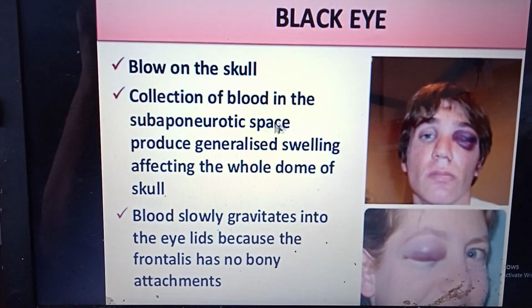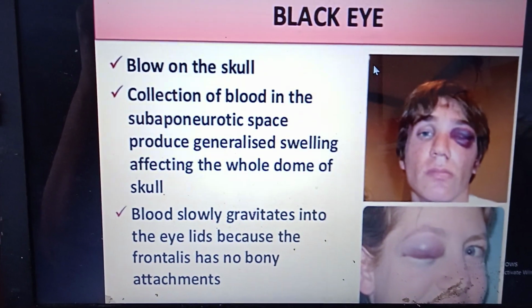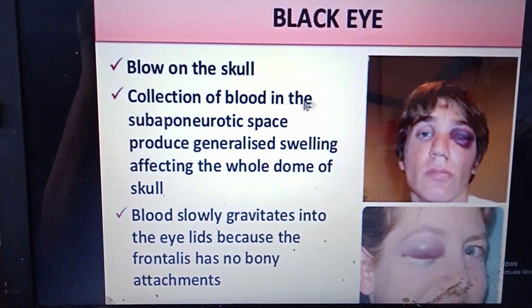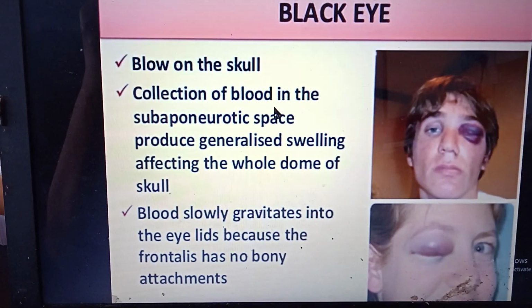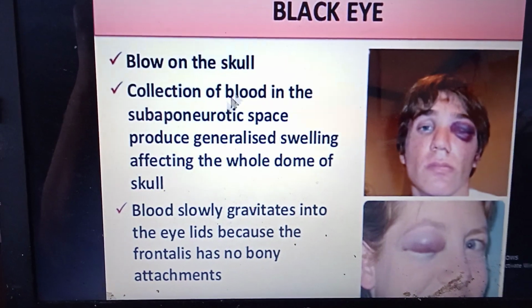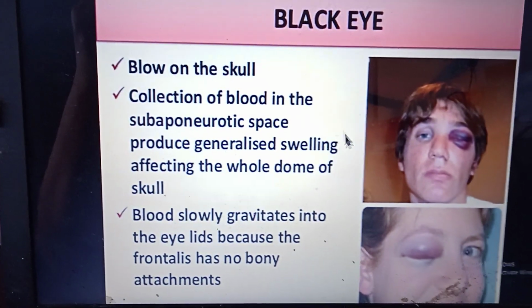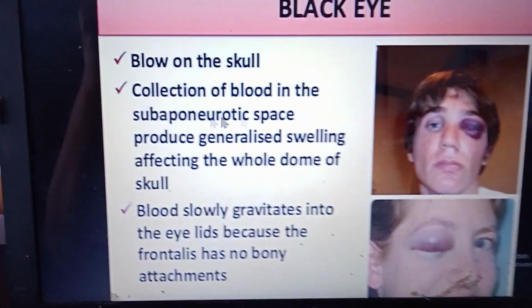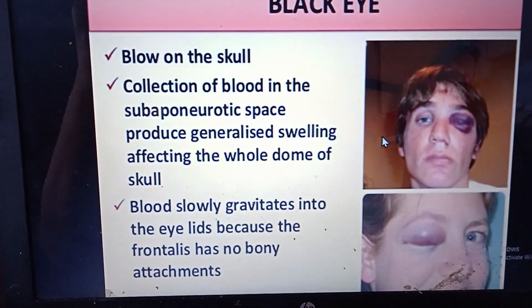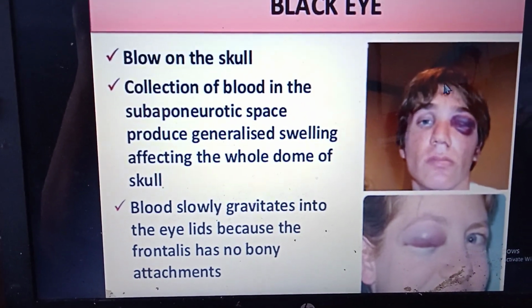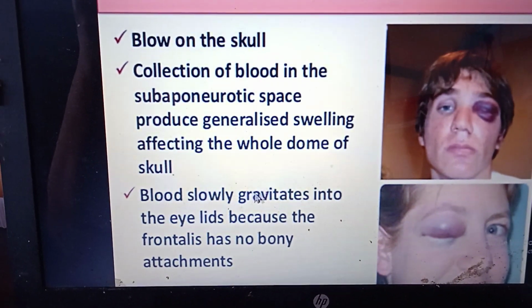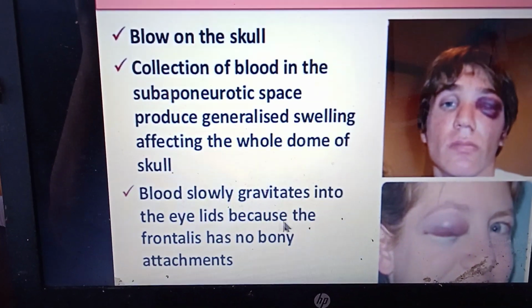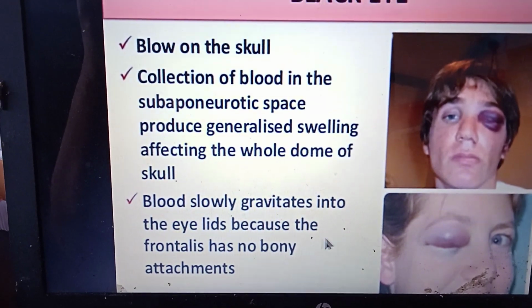Third layer is what? S for skin, C for connective tissue, A for aponeurotic layer. So this is subaponeurotic, that is below the epicranial aponeurosis, below that the fronto-occipitalis muscle. The blood collects and goes around the eye, because the frontal belly has no bony attachment. Blood slowly gravitates into the eyelids because the frontalis has no bony attachment. Okay.